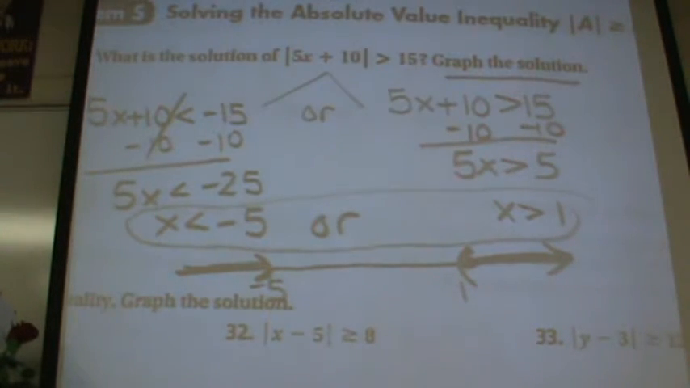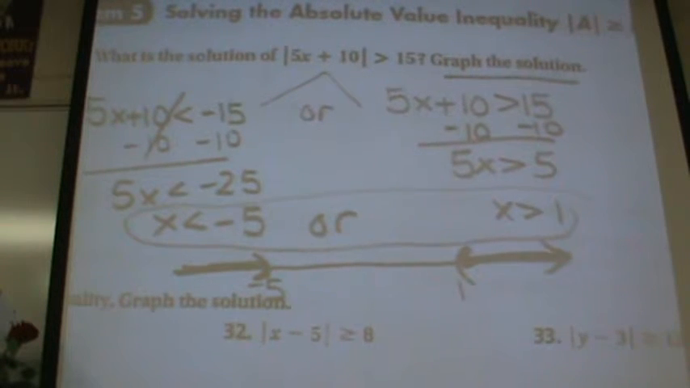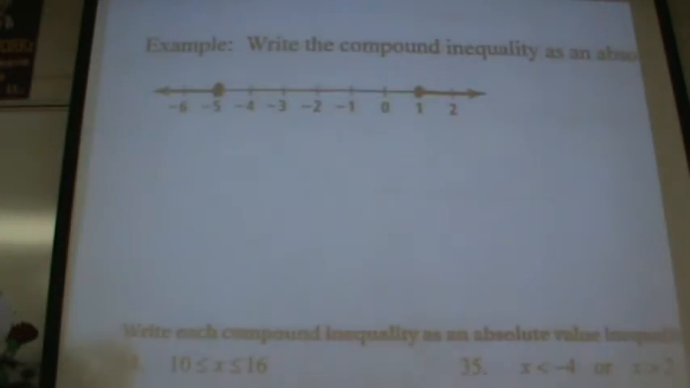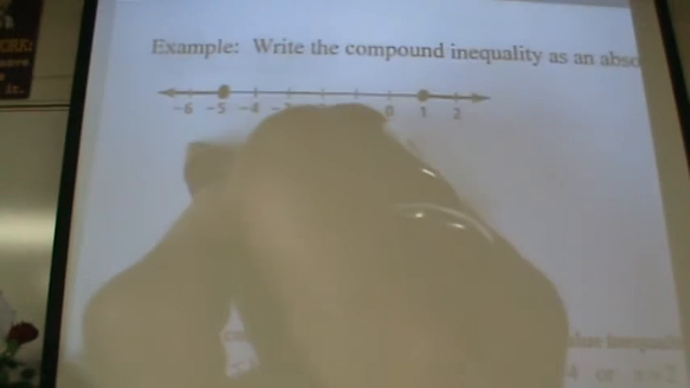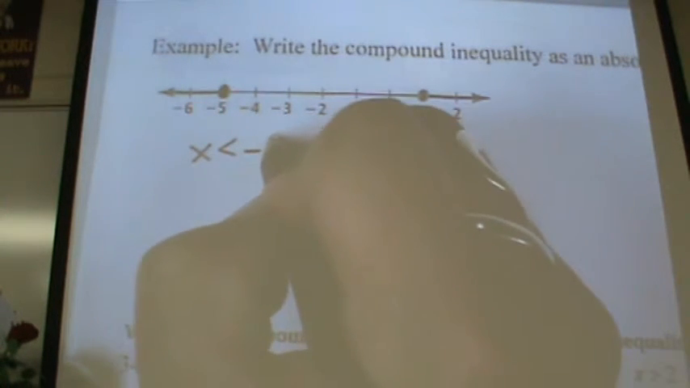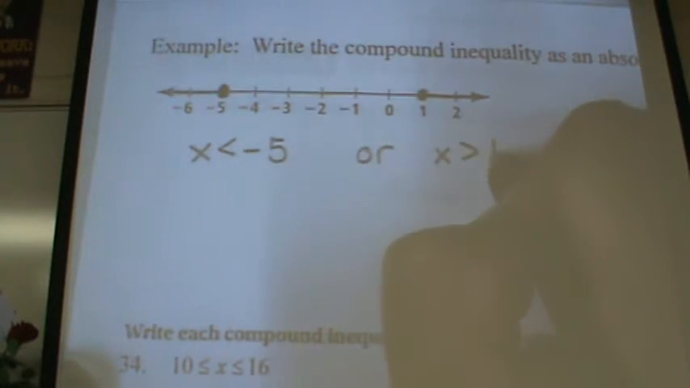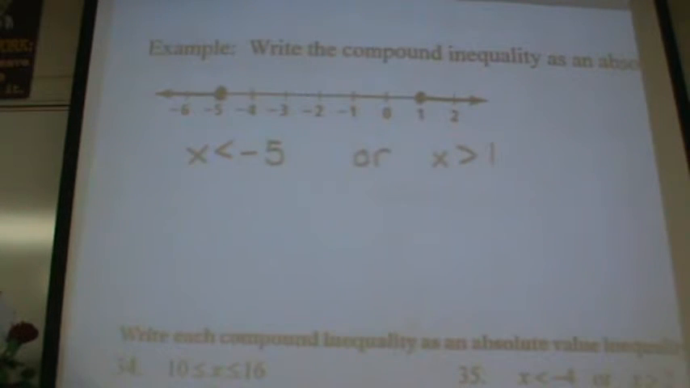Questions? So these 3 are ORs at the bottom. You're going to practice those. Okay, now let's look at this. These are 2 closed circles right here. Can you write these 2 inequalities for me? X is less than -5, or x is greater than 1. Does everybody agree that's what you see on that graph? This is an OR. They're going out in opposite directions.